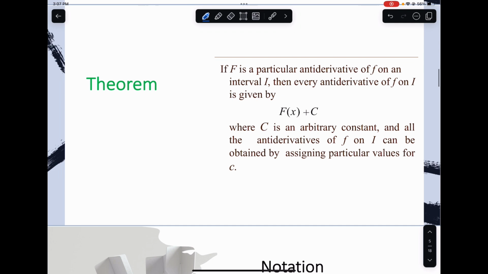So our first theorem states that if F is a particular antiderivative of f on an interval I, then every antiderivative of f on I is given by F of x plus c. So we just simply find the antiderivative F of x and then we add the arbitrary constant c. That is to represent any constant, which corresponds to the families of solutions for the given integrand.